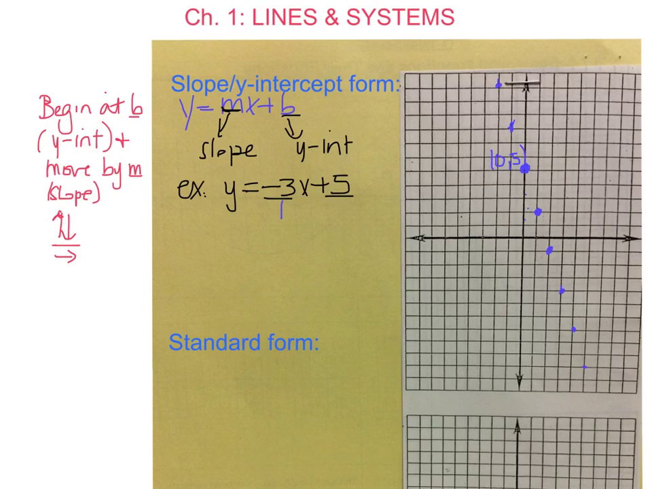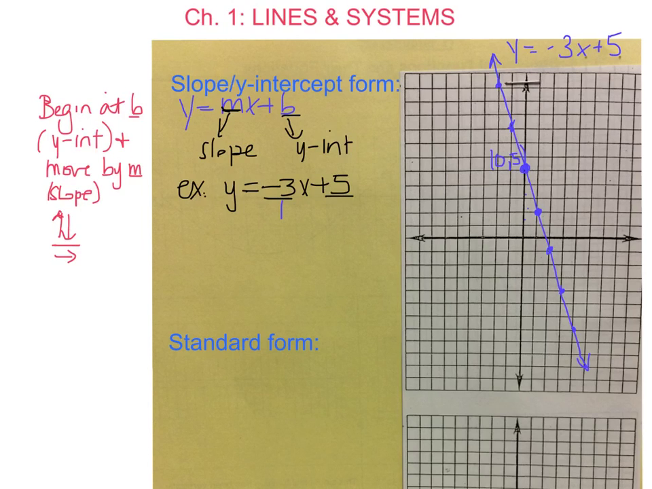Now, I don't necessarily have a ruler on here. I'm going to do the best I can. Make sure that you use a ruler to graph your straight line. I'm going to cheat a little bit. That's not too bad. And make sure when you graph your line that you label it with its equation. So y equals negative 3x plus 5 goes right up next to the line.